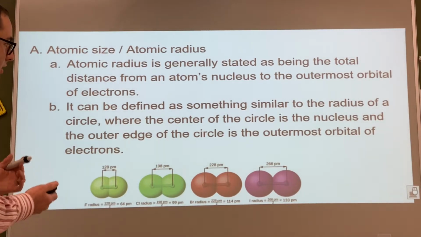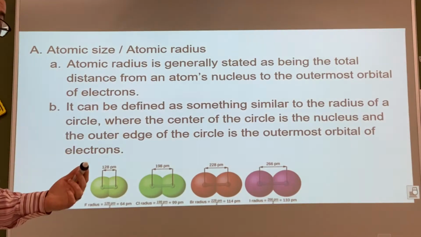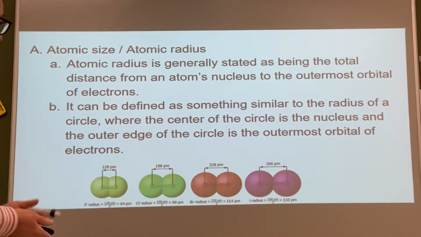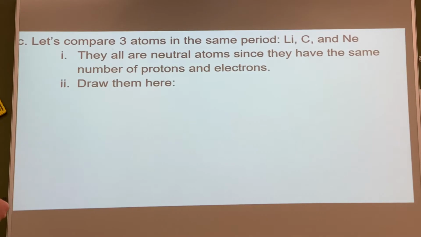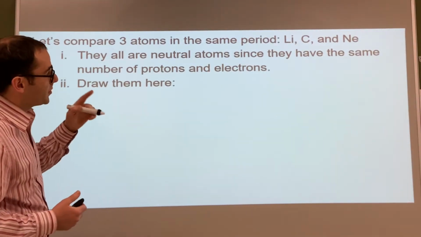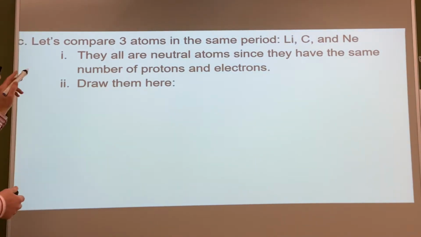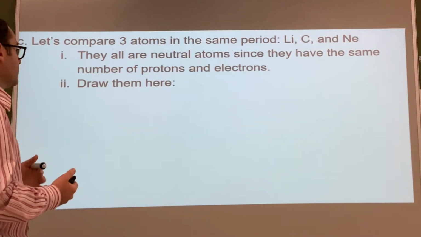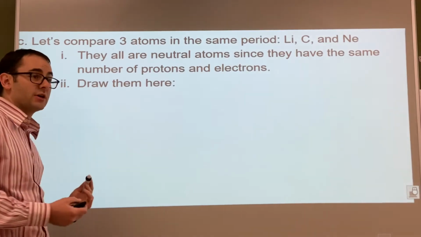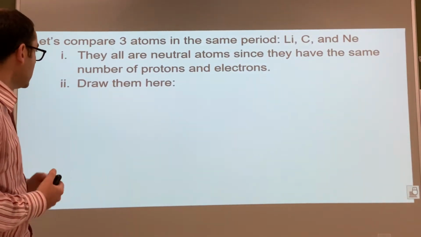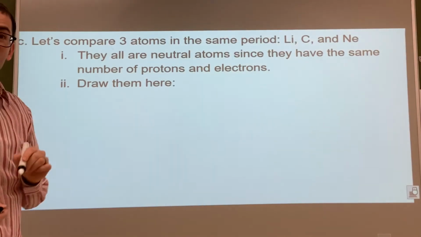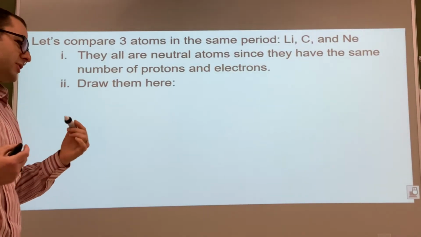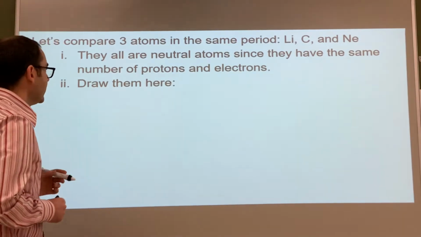What the trend is: does it increase or decrease as we move across the periodic table? That's what we're going to look at for this trend. So let's compare some things. We're going to compare three atoms in the same period: lithium, carbon, and neon. They're all neutral atoms, since we're going to assume that they have the same number of protons and electrons for right now. Okay, so they're going to be neutral. And then let's draw them, all right? Do me a favor, we can draw the first one together. Don't draw the second one yet.